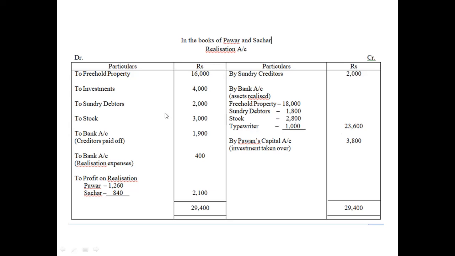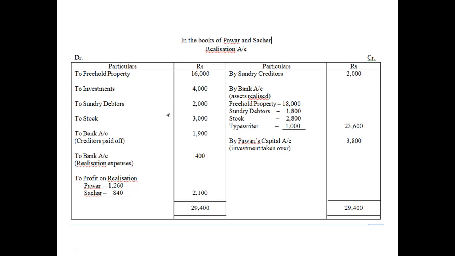Now moving towards the payment to creditors, we have the information that creditors of the firm agreed to accept 5% less. First of all, calculate 5% of 2,000 rupees, which will be 100 rupees, and subtract it, which gives 1,900. So we are paying off the creditors at a discount of 5%. Write it down here. Now there were expenses of realization of 400 rupees. These are only the adjustments.